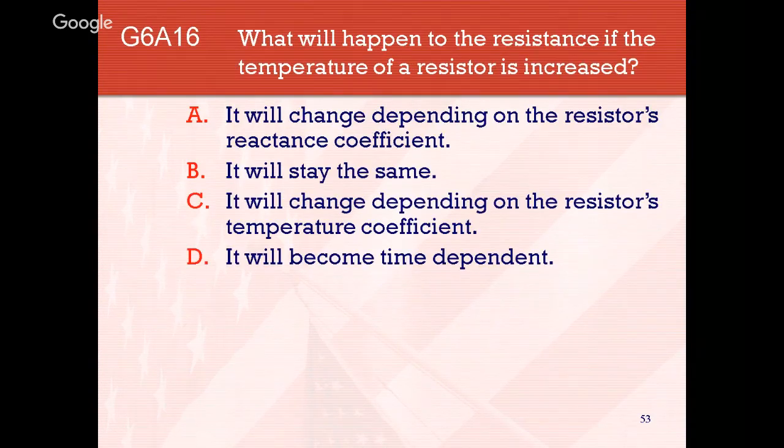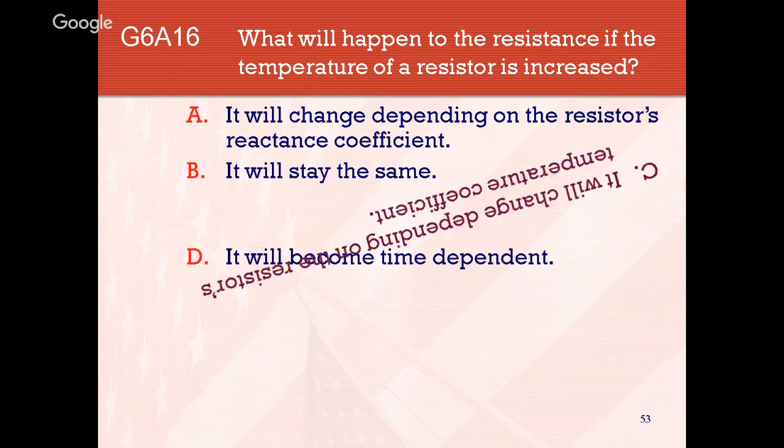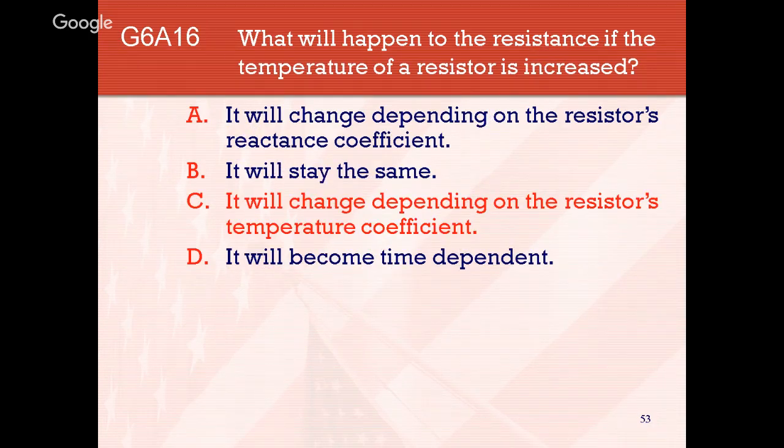What will happen to the resistance if the temperature of a resistor is increased? You have to remember that it will change depending on the resistor's temperature coefficient, or C. Typically, when the temperature of a resistor is increased, the resistance of the resistor decreases. But it really depends on the temperature coefficient of that particular resistor.